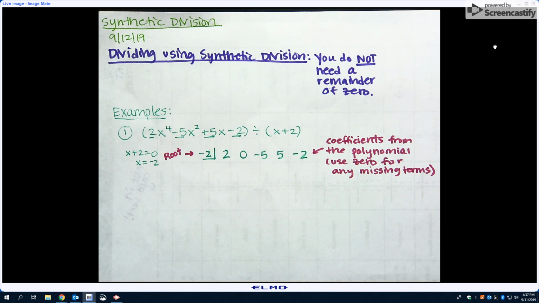So since my x cubed was missing, that's why I have a 0 between 2 and -5. Okay, so now we're actually going to start with the process.